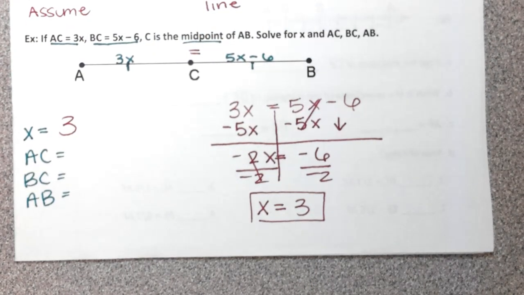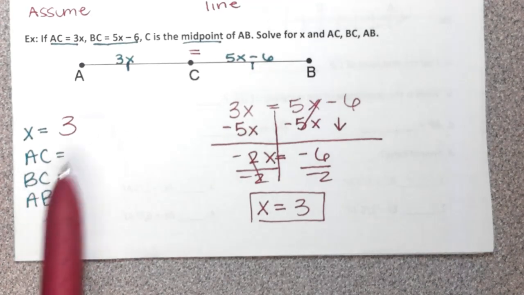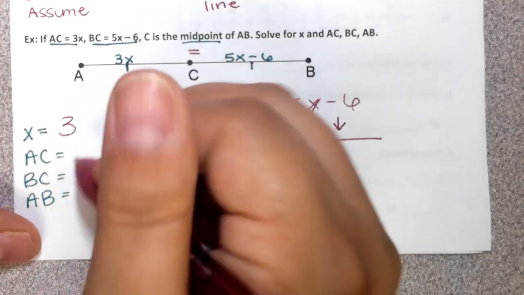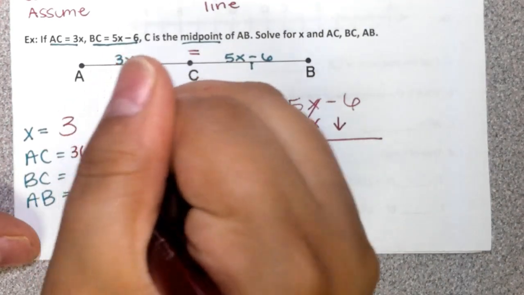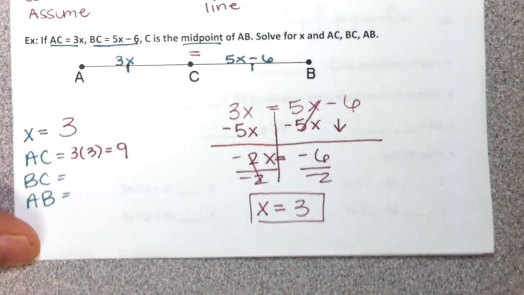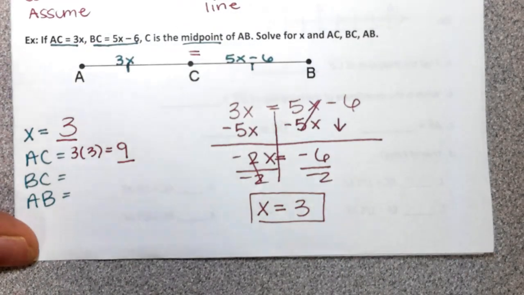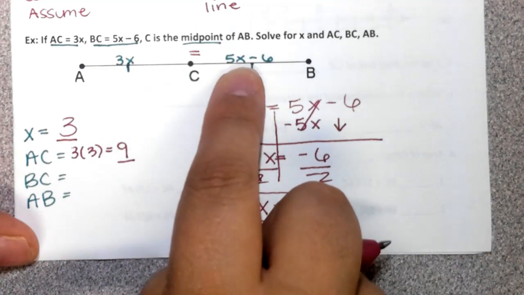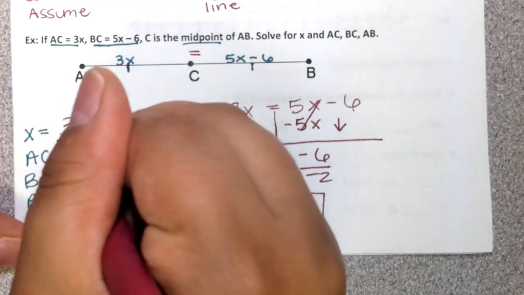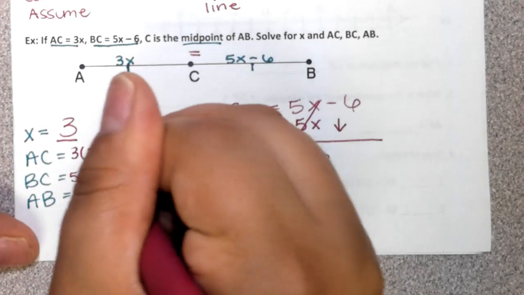Now, just like segment addition, what I love about midpoints is you kind of check yourself when you do this. So, how do I find AC here? 3 times 3 is 9. How do I find BC here? We're just substituting in. What is 5 times 3? Minus 6.